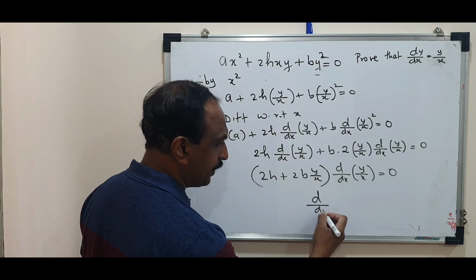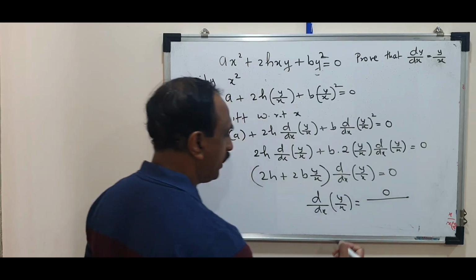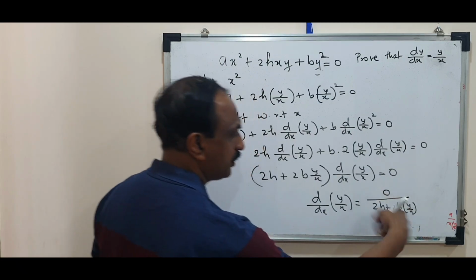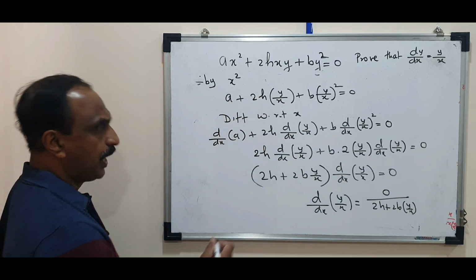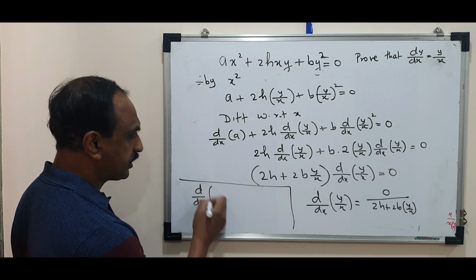So when I divide this by this, I'll get dy by dx of y by x equal to 0 divided by 2x plus 2by by x. 0 divided by anything is 0. So I get my idea, dy by dx of y by x is 0.